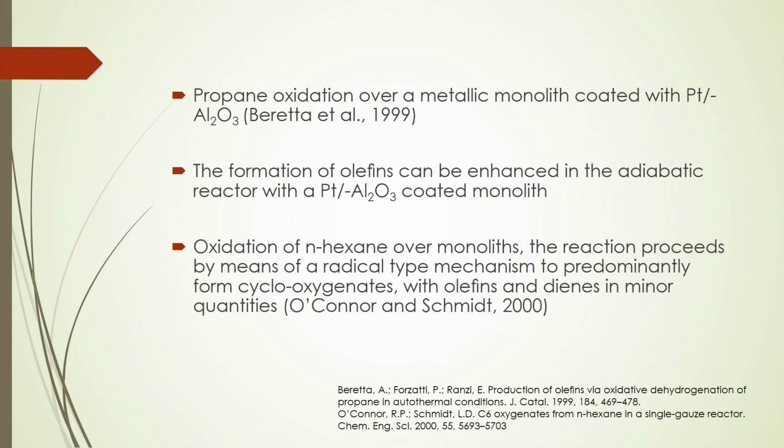And in the petrochemical industries there is normal hexane over monoliths. In that case the reaction proceeds by means of a radical type of mechanism to predominantly form cyclic oxygenates with olefins and also dienes in minor quantities, where you can get this oxidation of normal hexane over these monoliths. So, it is reported by O'Connor and Smith in the 2000s.